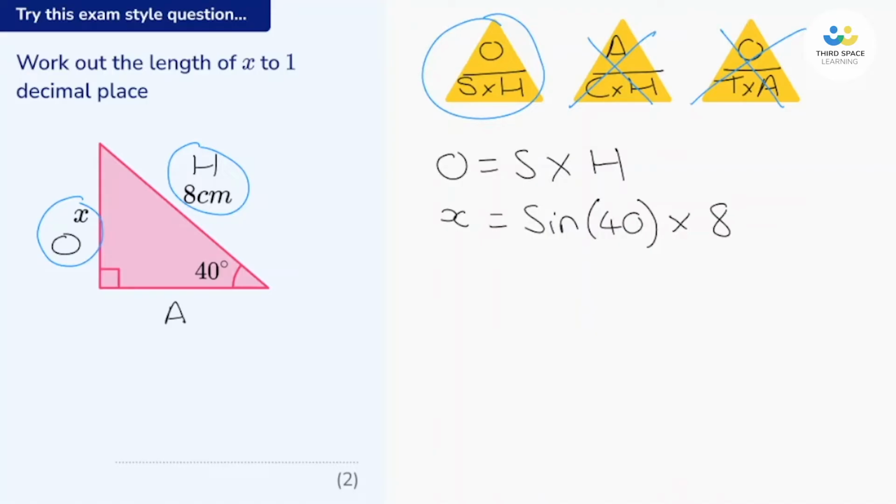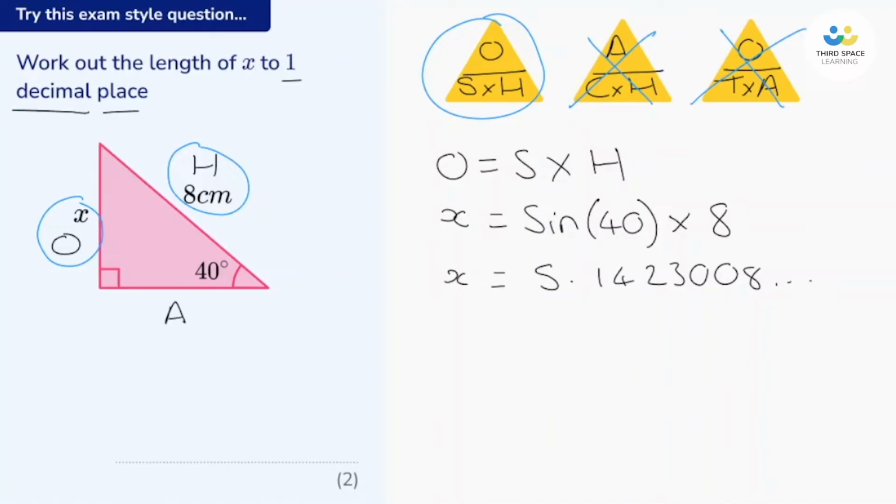Now be really careful here to make sure that the 40 goes in a little bracket. And we get 5.1423008... Always a good idea to write down a good number of decimal places. Okay, now the question says to 1 decimal place.